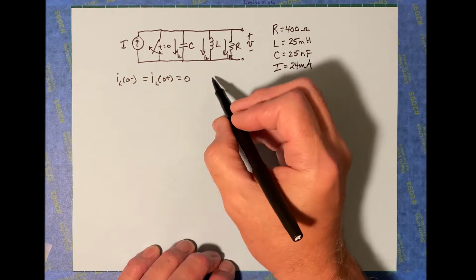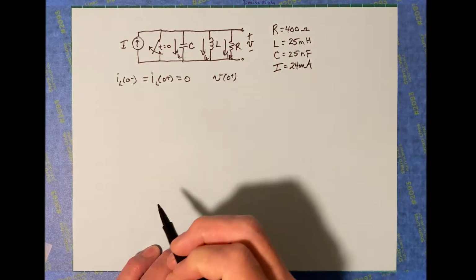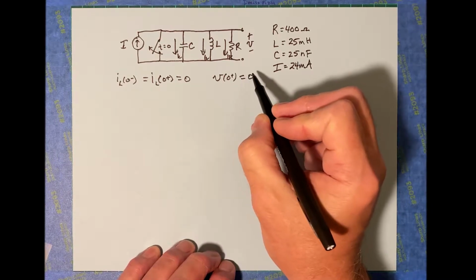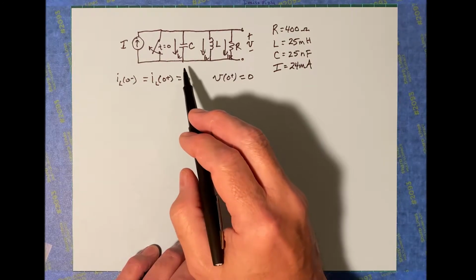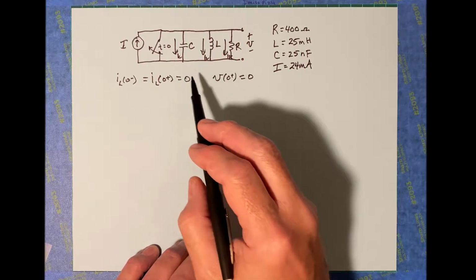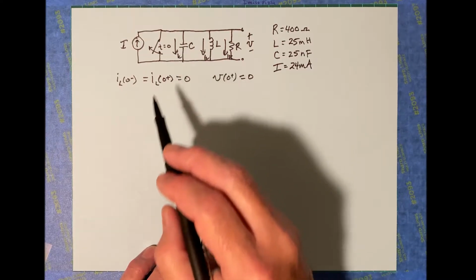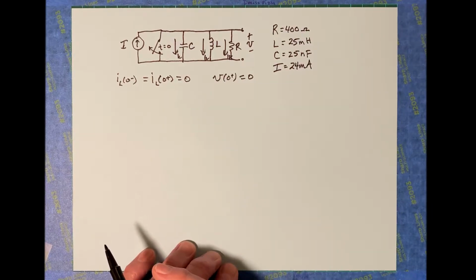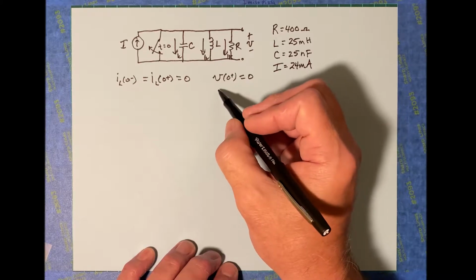All right. Then what about the voltage at 0? Well, the voltage at 0 is also going to be 0. For the same general reason, you cannot have an instantaneous change in voltage for the capacitor, and everything here has the same voltage. So if that is the case for the capacitor, that will be the case across the board here.